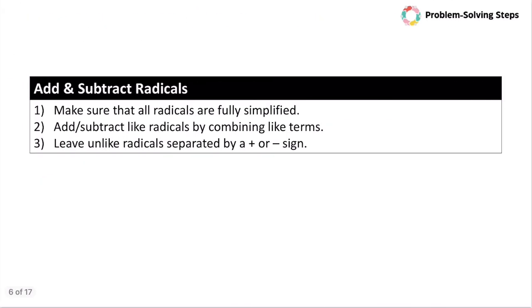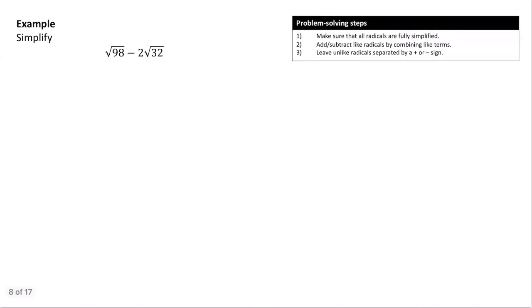So what we're going to do to add and subtract radicals is first make sure that all of our radicals are fully simplified. Then we'll add or subtract like radicals by combining like terms and leave unlike radicals separated by a plus or minus sign. So let's try simplifying this first expression. We have the square root of 98 minus 2 times the square root of 32. So first I'm going to look at each radical individually and make sure that everything is fully simplified.